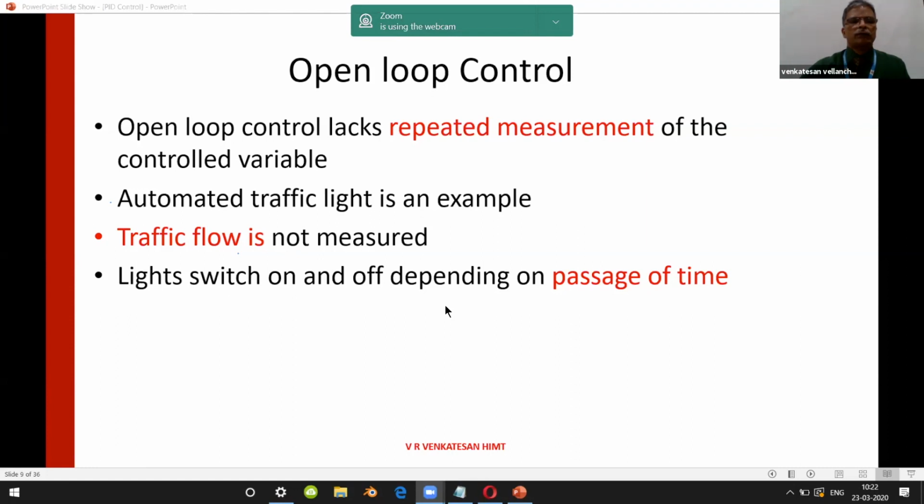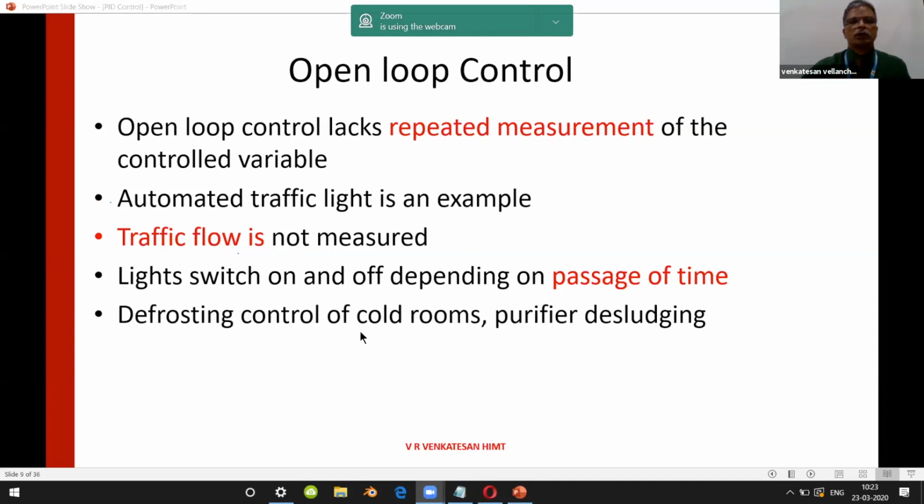Then if the same traffic light was operated by a policeman, who stands at the junction and operates the traffic light, then it becomes closed loop. Without the policeman, if you go only by time, it is called open loop control. So what are the other examples of this? You have defrosting control of cold rooms. The defrosting control doesn't check whether frost has built up in the evaporator coils; at a particular time, maybe once every 24 hours, the defrosting takes place. Similarly, the desludging of the purifier is also an example of open loop control, when at every 3 hour or 4 hour interval it goes into desludging mode.